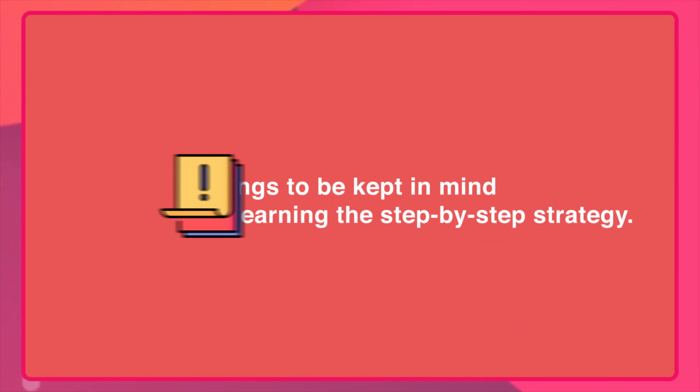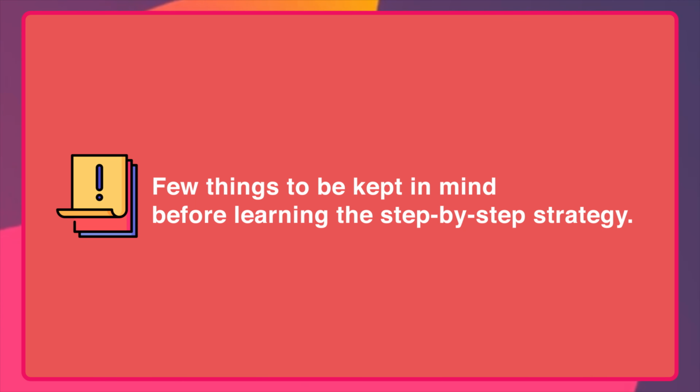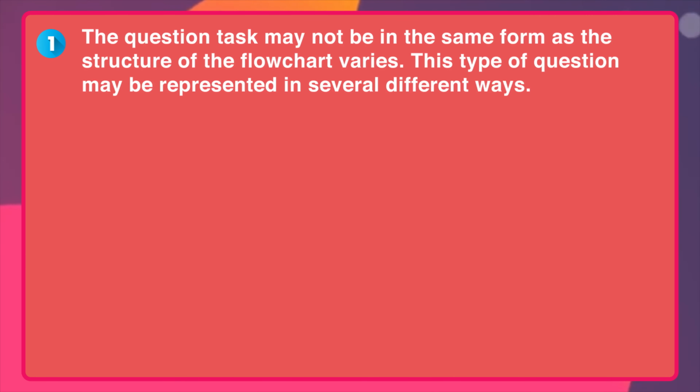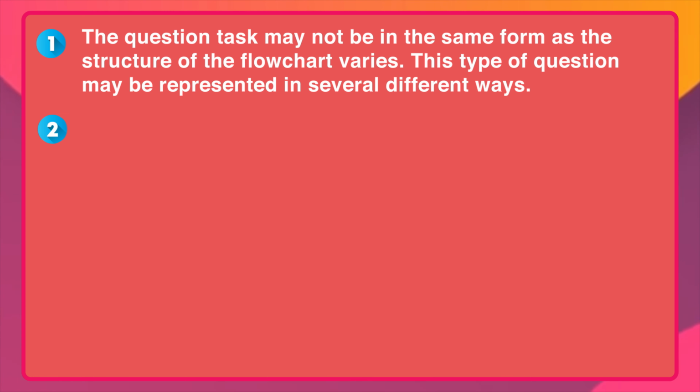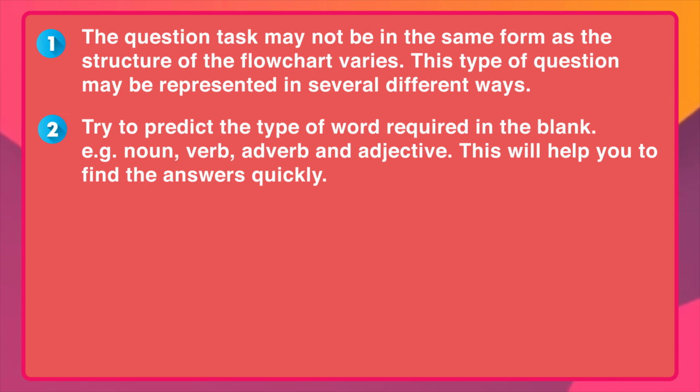A few things to be kept in mind before learning the step-by-step strategy. Number one, the question task may not be in the same form as the structure of the flowchart varies. This type of question may be represented in several different ways. Number two, try to predict the type of word required in the blank. Example, noun, verb, adverb and adjective. This will help you to find the answers quickly.